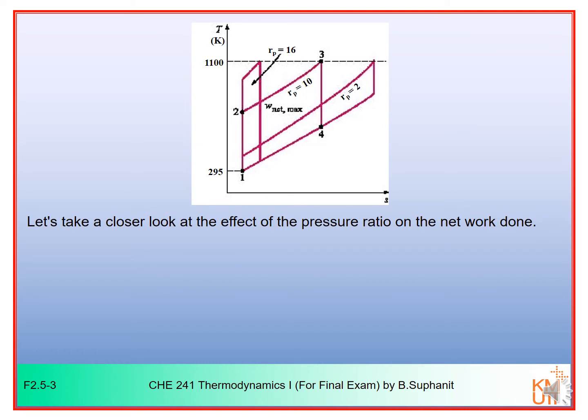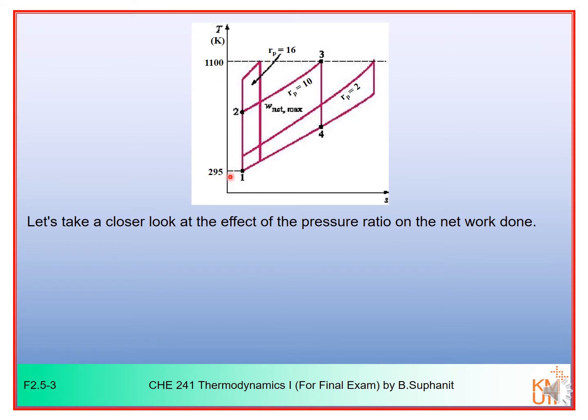We can investigate this effect by looking at the cycle on the TS diagram. As shown here, we have three different Brayton cycles. The first one is at RP of 2. The second one is at RP of 10. And the last one at RP of 16. All of them operate between the same maximum and the minimum temperature range.